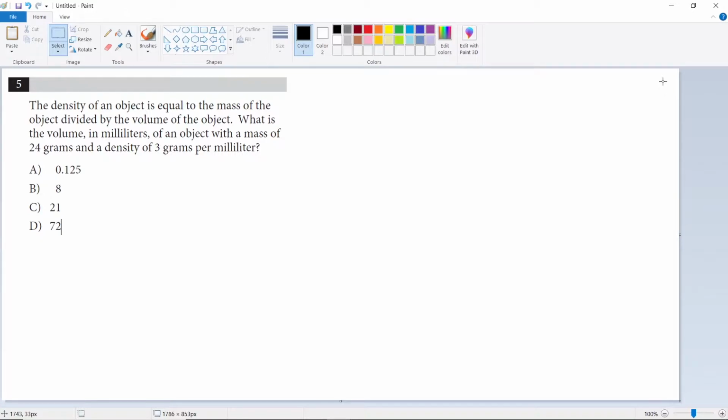It says the density of an object. We're turning these words into math. We'll call density D. First, I'll get my pen here. Density of an object equals the mass of the object, that's M, divided by the volume of the object, V. And what they want us to find is the volume in milliliters of an object. Well, the units don't matter unless you start using the units and canceling things. But they want volume equals something. So we need to get volume by itself. We want something like volume equals a bunch of other stuff.